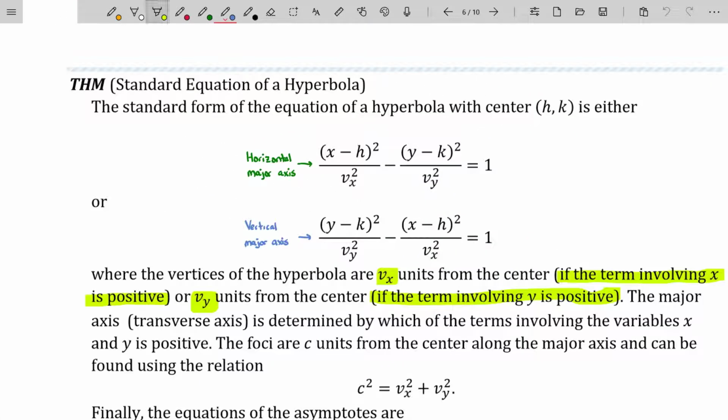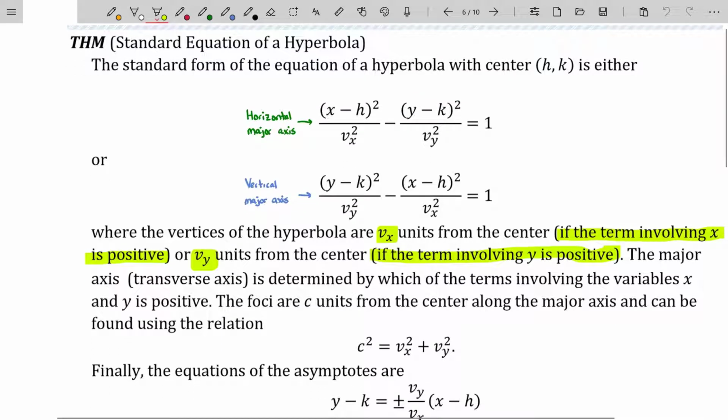Because of that, the location of the focus, that distance, is going to be a little bit larger than the distance to the focus for an ellipse. Remember, the formula to find the distance from the center to the focus for an ellipse was c squared is equal to the absolute value of v sub x squared minus v sub y squared.